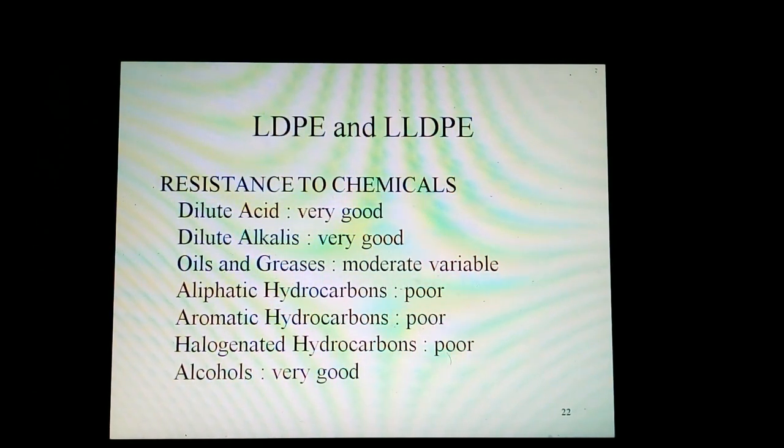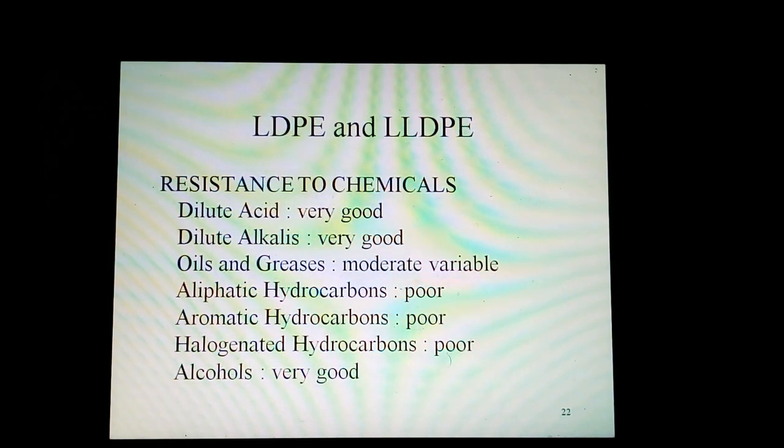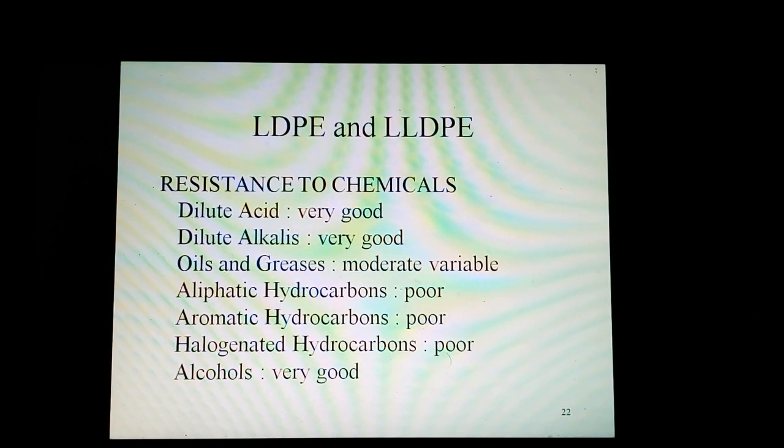Resistance to chemicals. With dilute acid it is very good. With dilute alkalis it is very good. With oils and greases it is moderate variable. With aliphatic hydrocarbons it is poor. With aromatic hydrocarbons it is poor. With halogenated hydrocarbons it is poor. With alcohol it is very good.